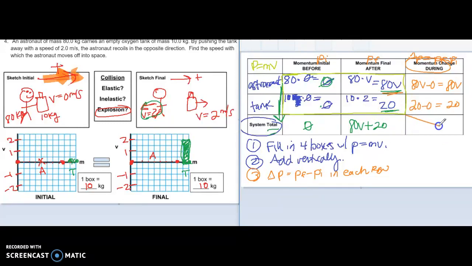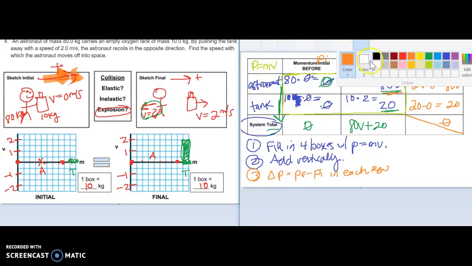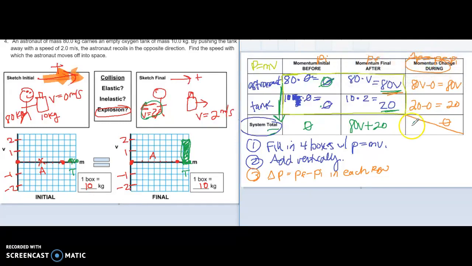Now I know that both the system total change and the addition of the changes in momentum have to be 0. So now I'm going to set up 2 equations and solve.